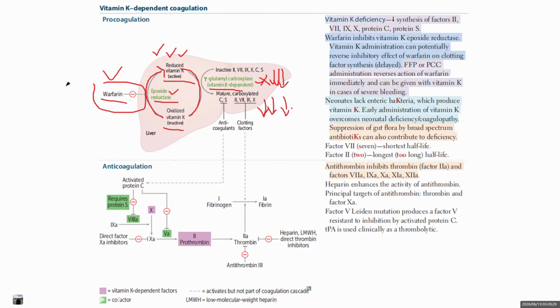More specifically speaking, we have to remember that warfarin inhibits vitamin K epoxide reductase, right? So let's say we have a patient who has vitamin K deficiency, so there is decreased synthesis of the functional factors, right? This simply means that vitamin K deficiency leads to reduced synthesis of all these factors too.